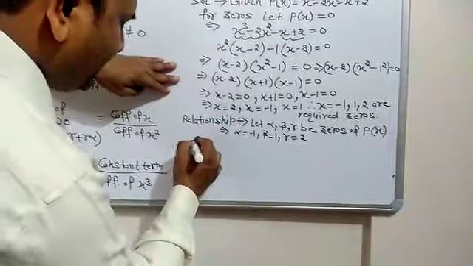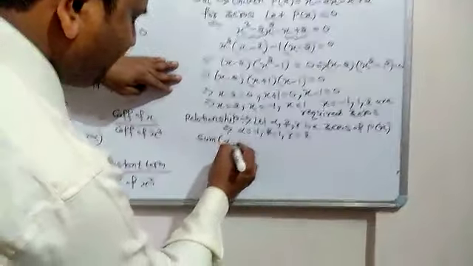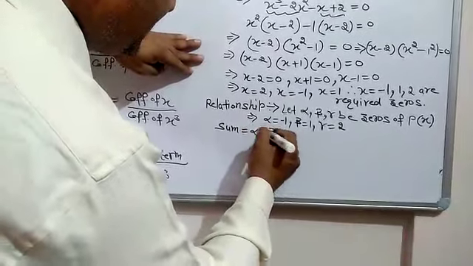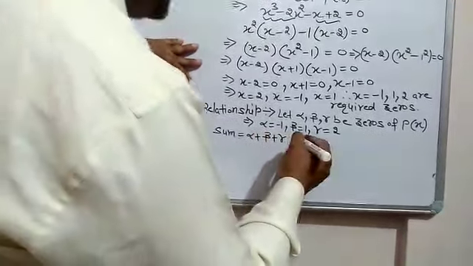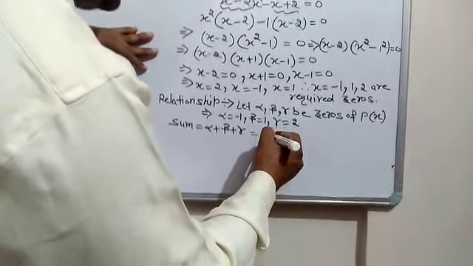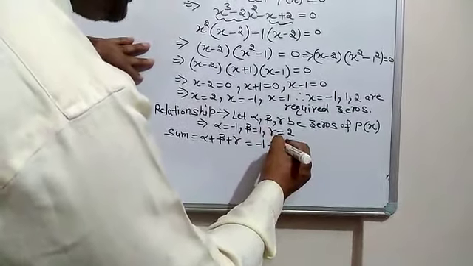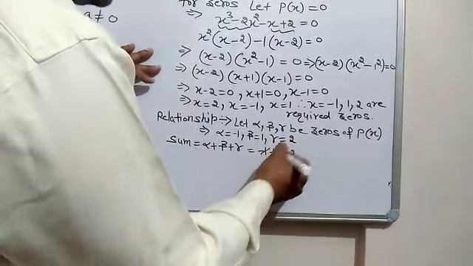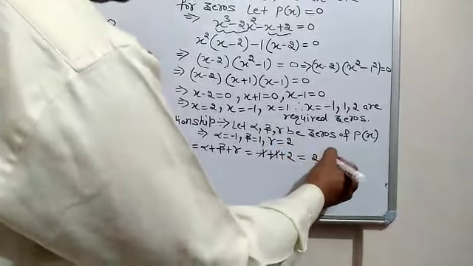So sum. We can take the very first, that is alpha sum. Sum means what? Sum is equal to alpha plus beta plus gamma, the sum of zeros, which is equal to alpha minus 1, beta value is plus 1, then plus 2. So see, minus 1 and plus 1 cancel each other, we are left with 2.